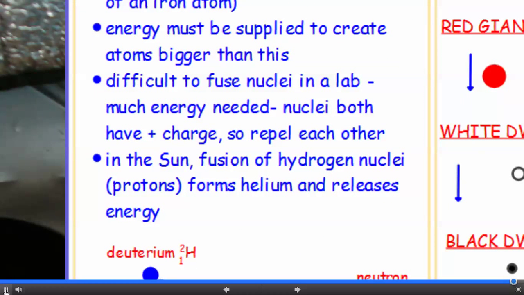It's very difficult to fuse nuclei in a laboratory because so much energy is needed. And the other problem is that nuclei have a positive charge. So if you're trying to get two nuclei to join together, then naturally they repel each other. But it does take place in the Sun. In the Sun, fusion of hydrogen nuclei, which is basically protons, forms helium and releases energy.